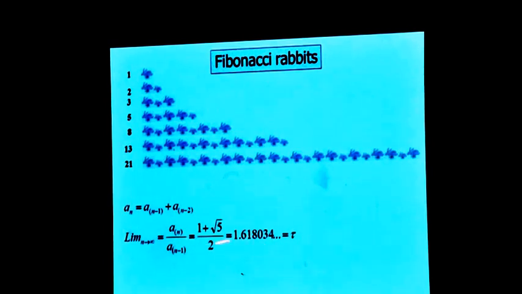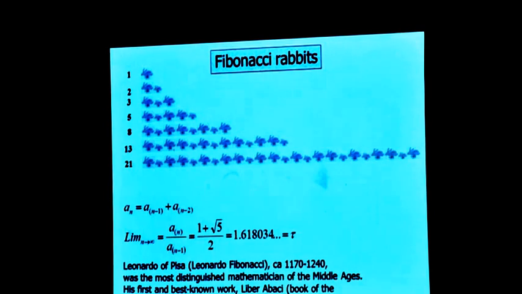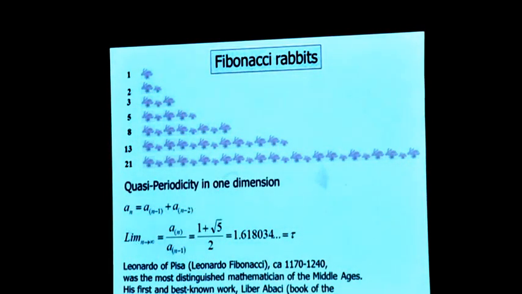What's written here is the following in the next equation. If you go to infinity, when n, the number of months, goes to infinity, then the ratio of the number of rabbits in the last month divided by the number of rabbits in the month before is (1 + √5) / 2. This is Mr. Fibonacci's number. It's called tau, or the Fibonacci number. Okay. And he published it in the year 1202. So, and this is quasi-periodicity in one dimension.